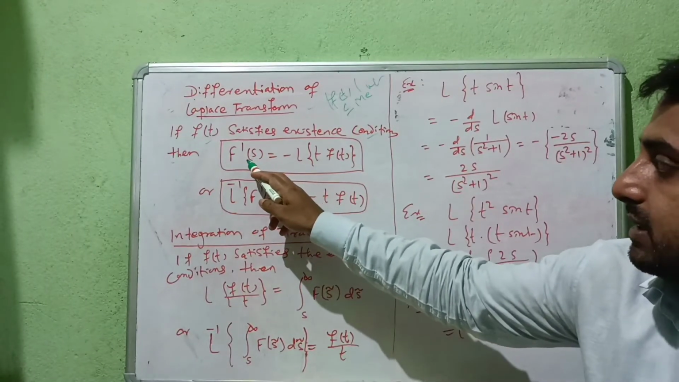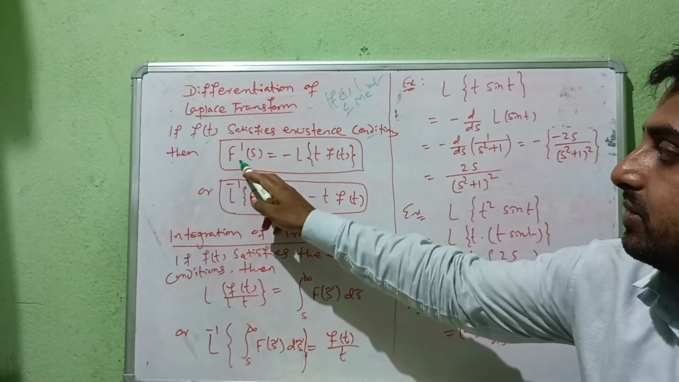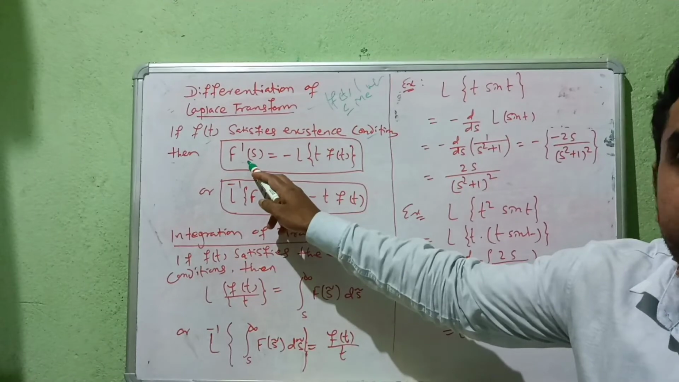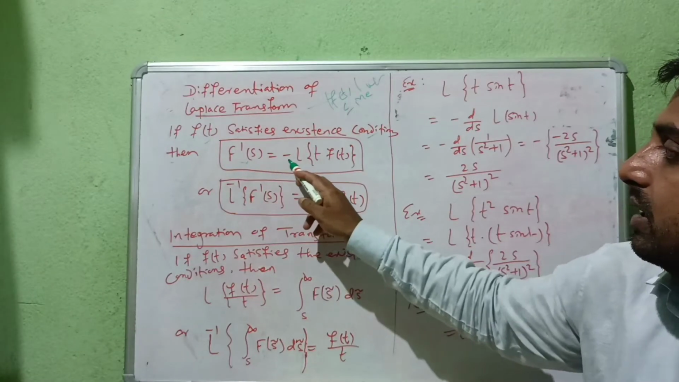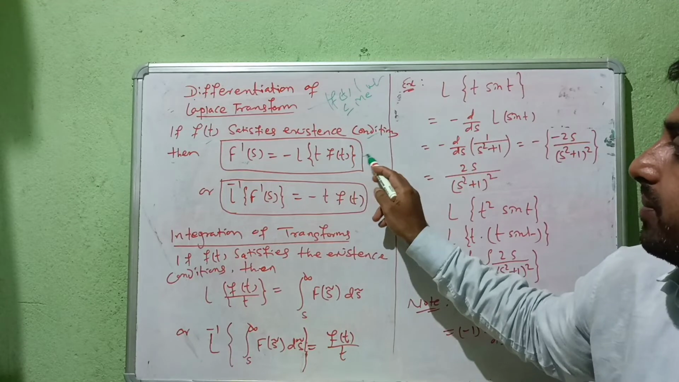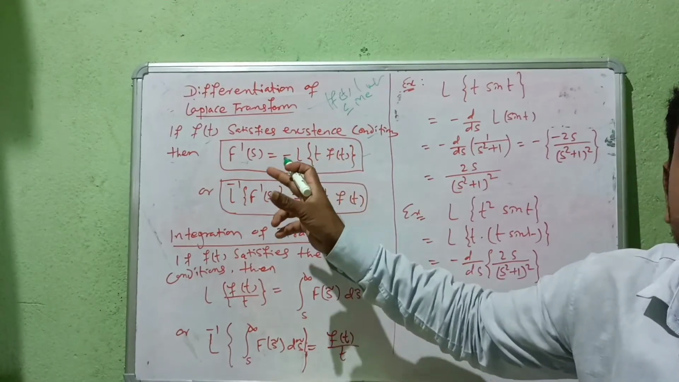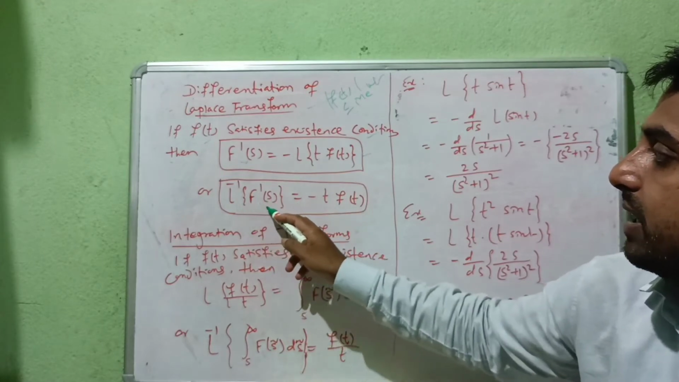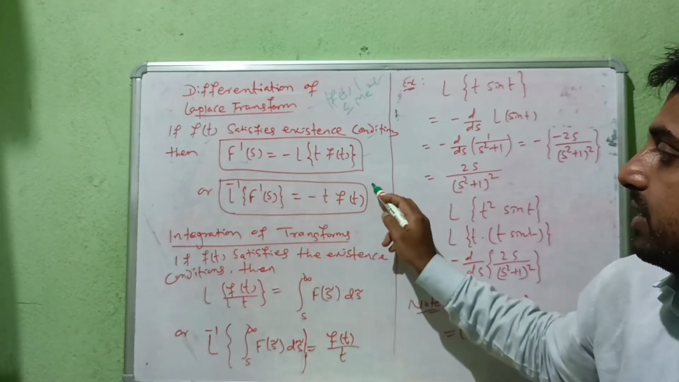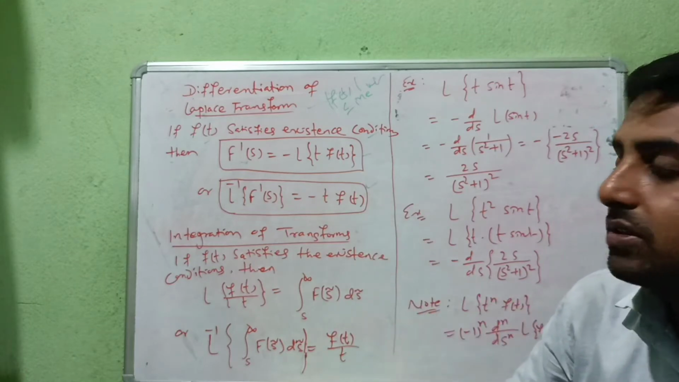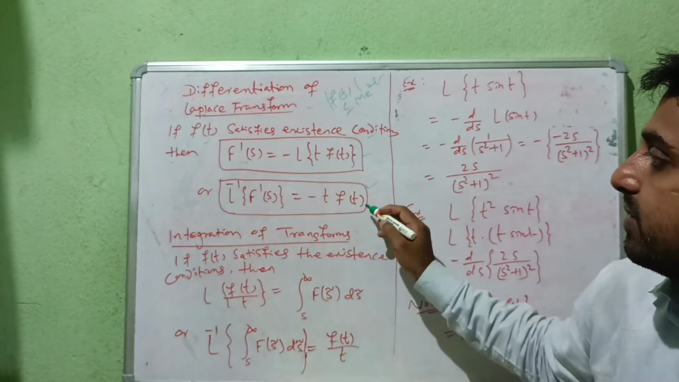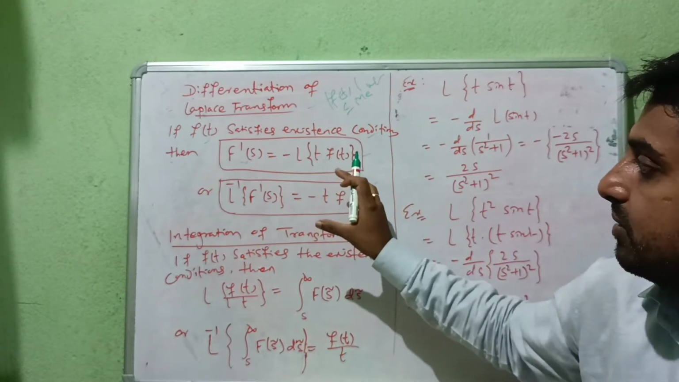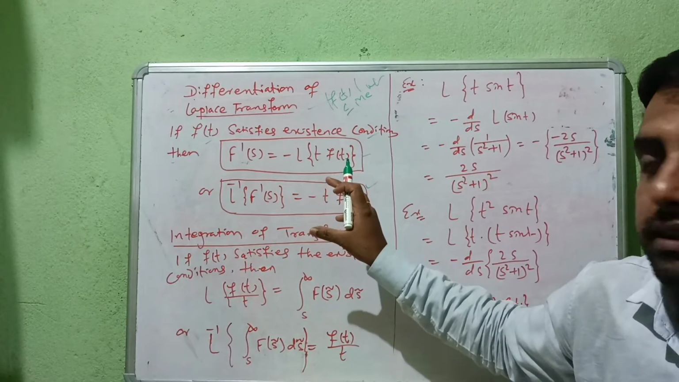the derivative of F of s, that means the differentiation of Laplace transform of f of t, or F dash s, this is the derivative with respect to s, will be minus Laplace of t f of t. Or if you take inverse on both sides, then Laplace inverse of F dash s will be minus t f of t. So you can remember this. We have to use this formula in solving different problems.